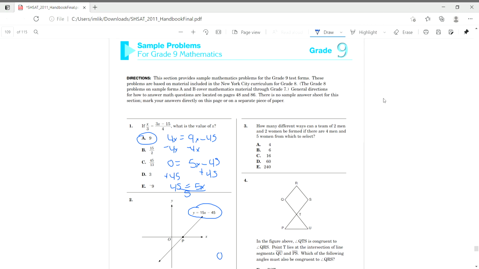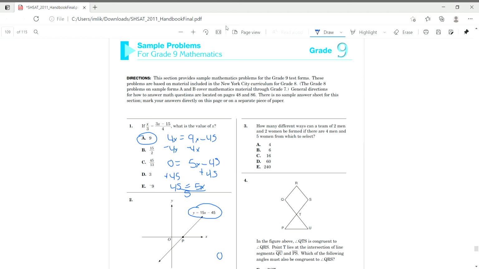Number 3. How many different ways can a team of 2 men and 2 women be formed if there are 4 men and 5 women from which to select? Now, something like this, there is no formula to do, unfortunately, not that I know of. What you're going to have to do is assign letters to men and letters to women, and individually count them out.